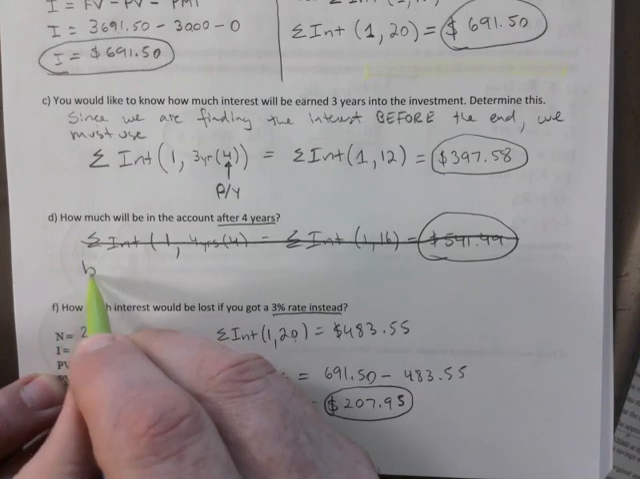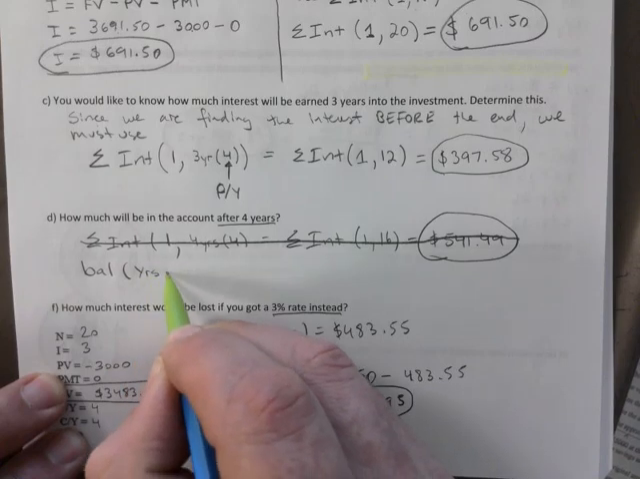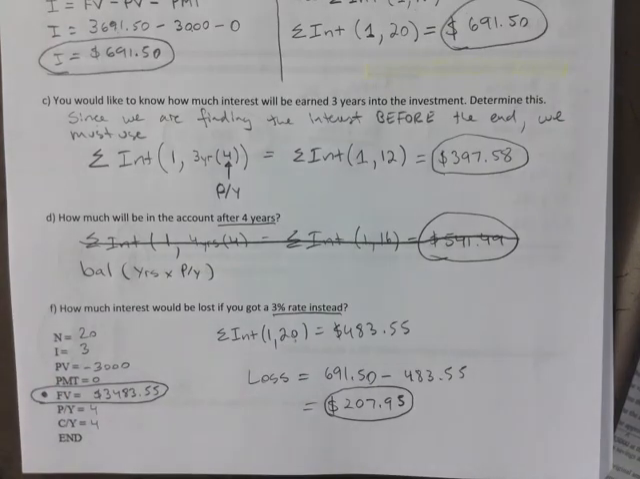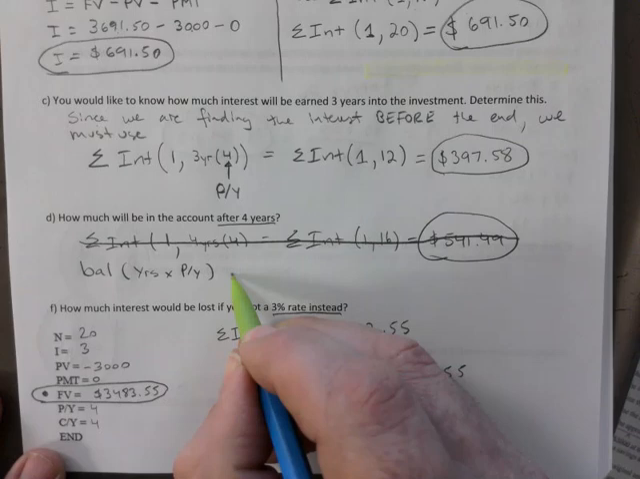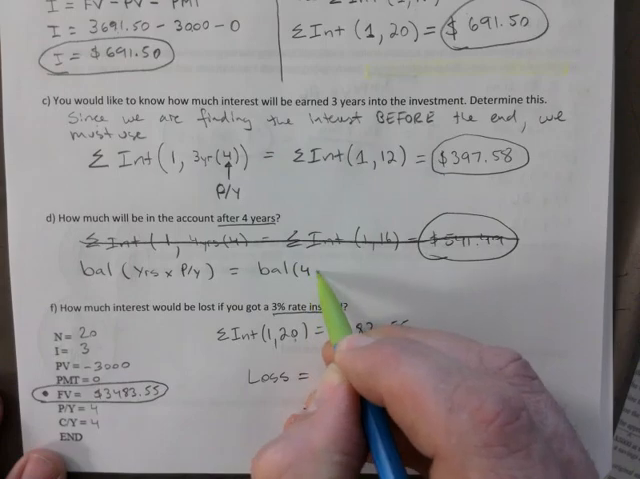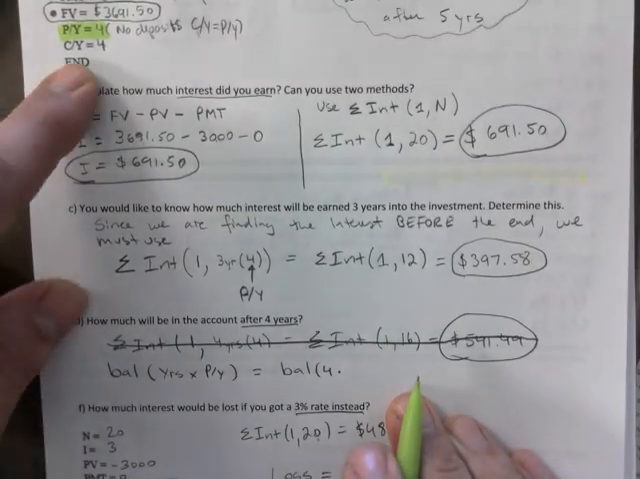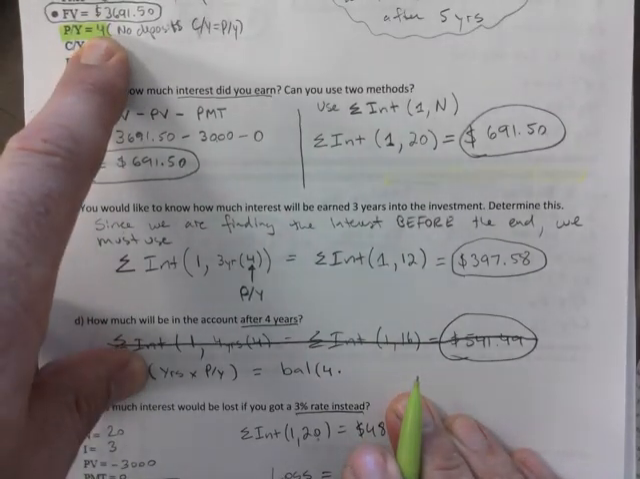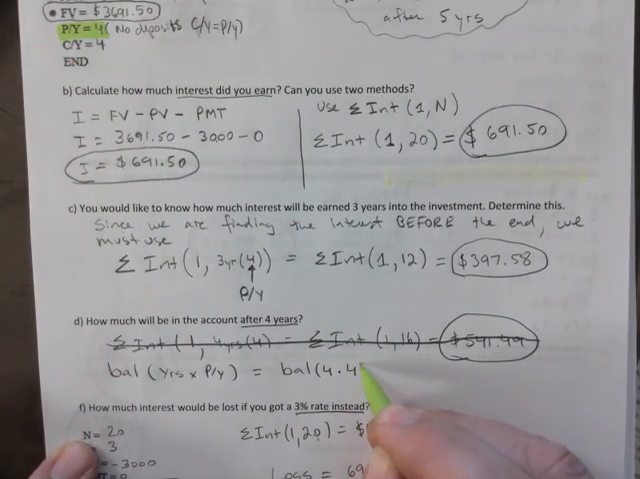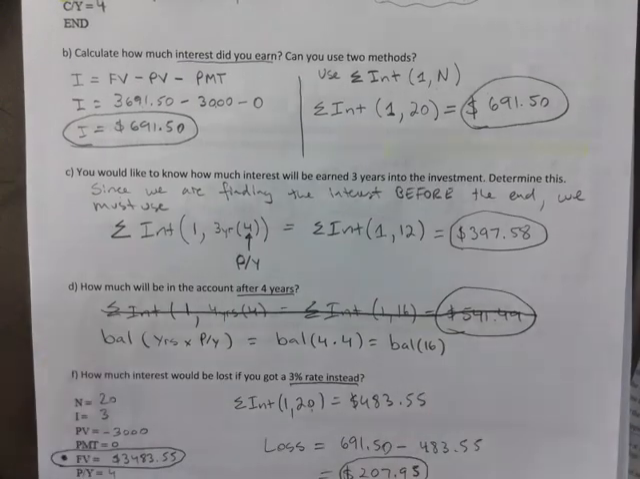We use balance, and you will go years multiplied by PY. That's what you give balance to figure out what it is. So it ends up being balance 4 times PY was 4 in this scenario. Okay, I'm going to show you here. Based on the TVM solver, it is always based on what is in your TVM solver. Okay, so 4 times 4, that is balance after 16 periods have gone by.